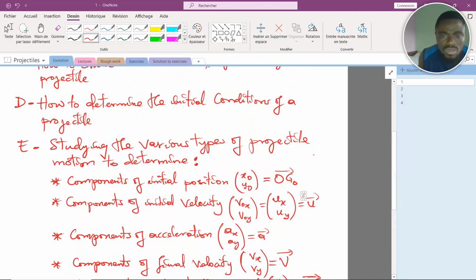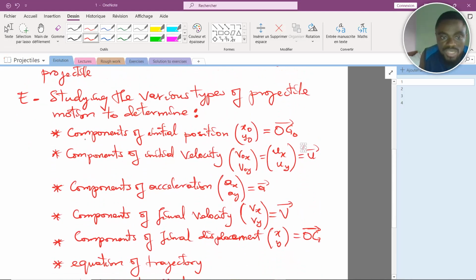components. When we are doing that, these are not things you should cram. You should not cram them. Generally, when you are given an exercise in projectile motion, this is how you tackle the question. You first come out with all of these components. Generally, you come out first with what? The components of initial position, the components of initial velocity, the components of acceleration, the components of final velocity, final displacement, and the equation of trajectory.